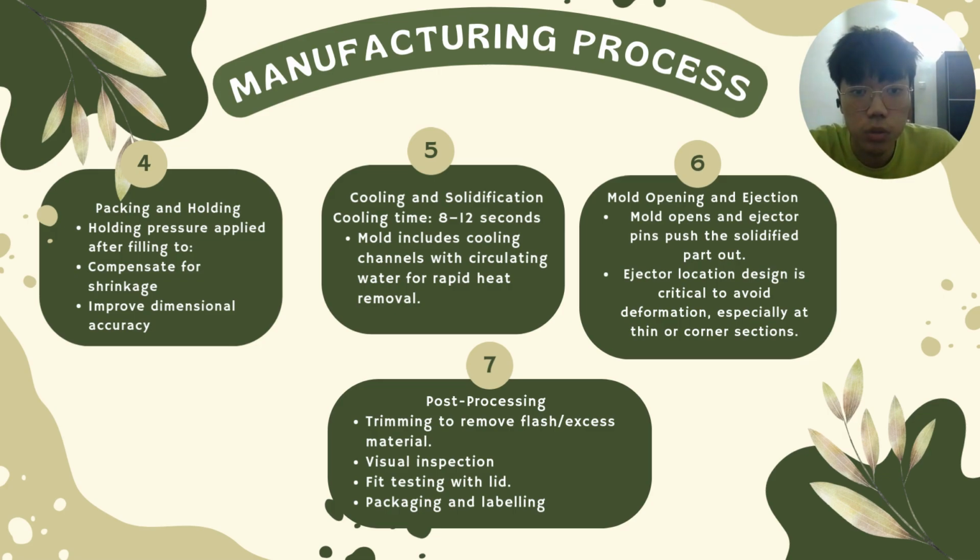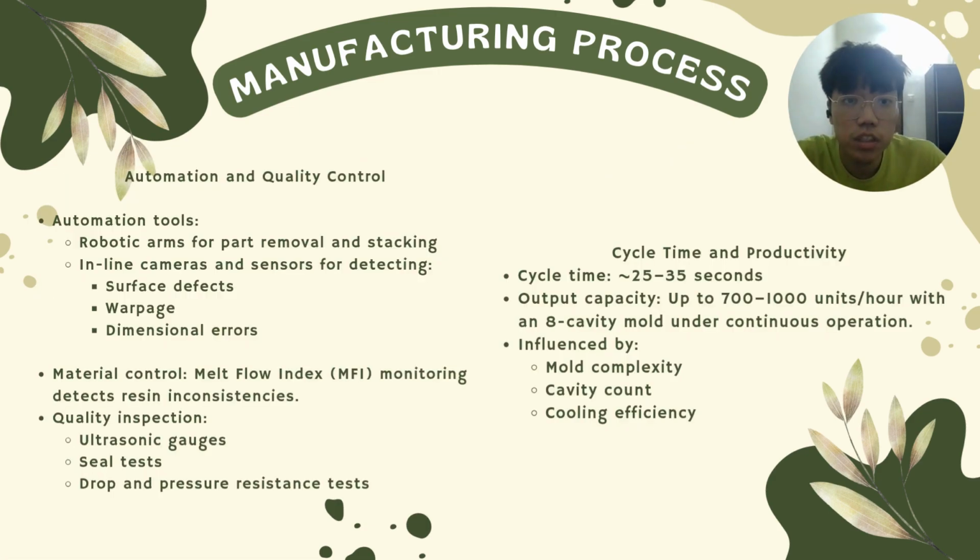The last is post-processing, which is trimming to remove flash or excess material, visual inspection, fit testing with lid, and packaging with labeling. For the cycle time and productivity, the cycle time of this process is about 25 to 35 seconds. The output capacity is up to 700 to 1000 units per hour with an 8 cavity mold under continuous operation. This is influenced by mold capacity, cavity count, and cooling efficiency.